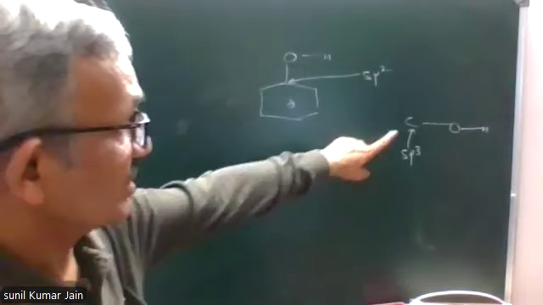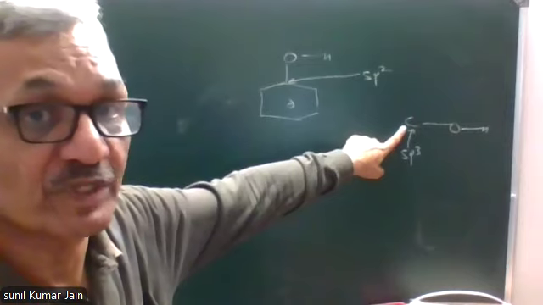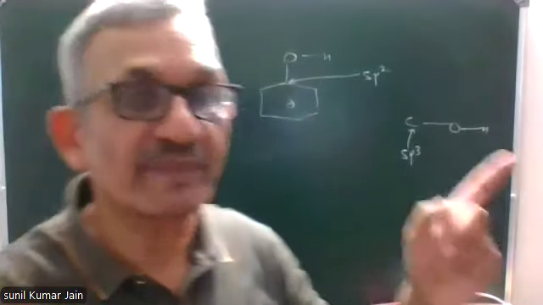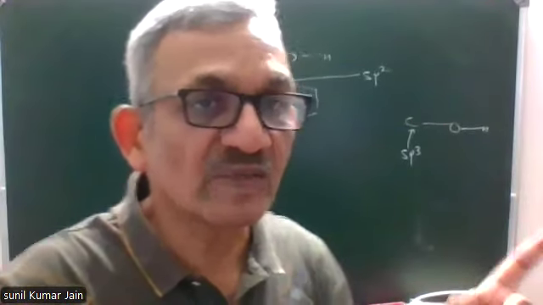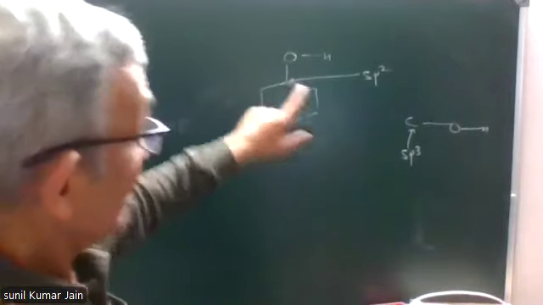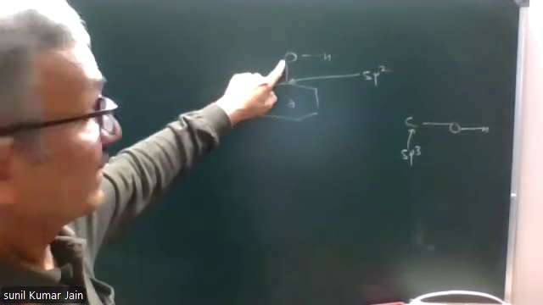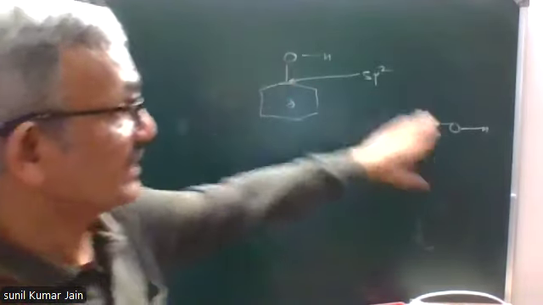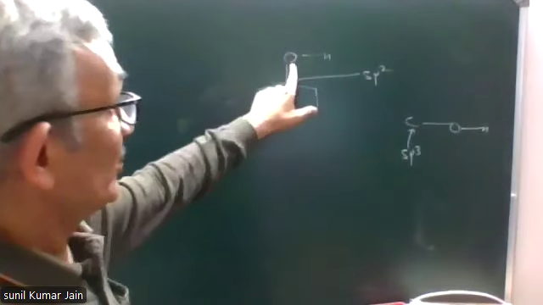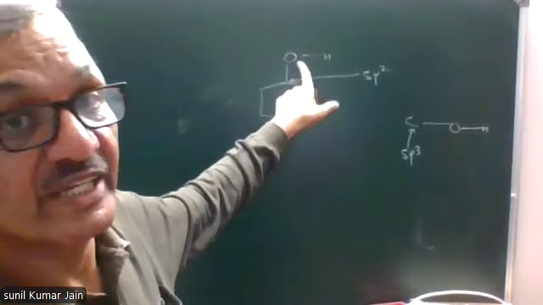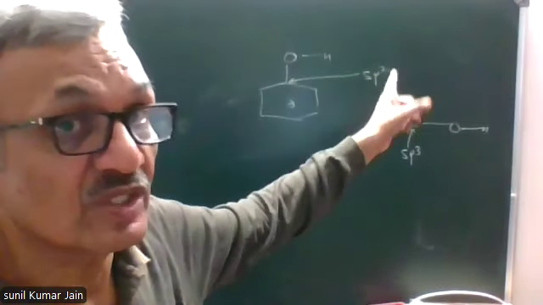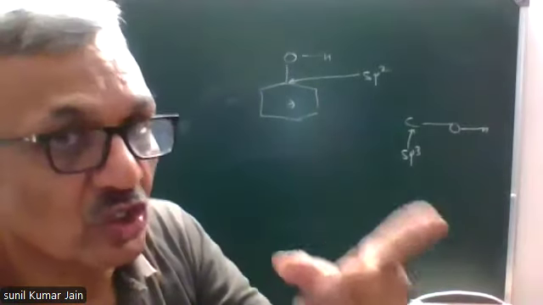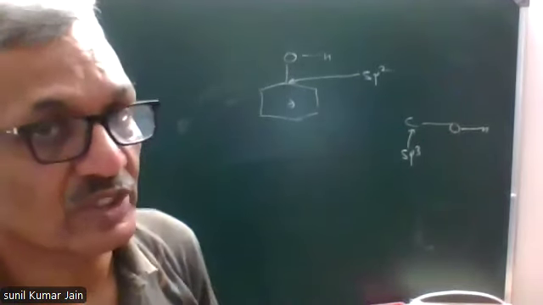See, in alcohols, alpha carbon atom is sp3 hybridized. In phenols, alpha carbon atom is sp2 hybridized. sp2 means more electronegative than sp3. And due to more electronegativity, electron density at oxygen atom will be low in phenols than in alcohols. Low electron density oxygen means polarity of OH bond is more in phenols than in alcohols. This is the reason phenols are stronger acids than alcohols.